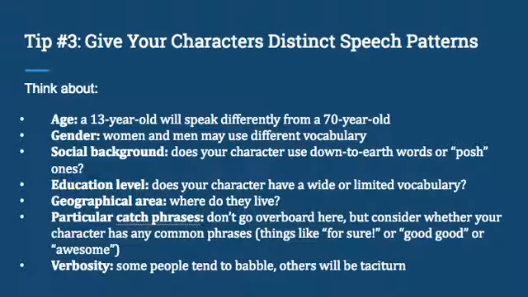Tip 3, give your characters distinct speech patterns. When creating dialogue, you should be thinking about who your character is, how they're going to speak, and where they're coming from. A few things to think about are age, gender, social background, education level, and any catchphrases they may have. One good trick is to take just the lines of dialogue from your short story or novel and cut out any of the actions and names from the dialogue tags, and see whether or not you can work out who said what.